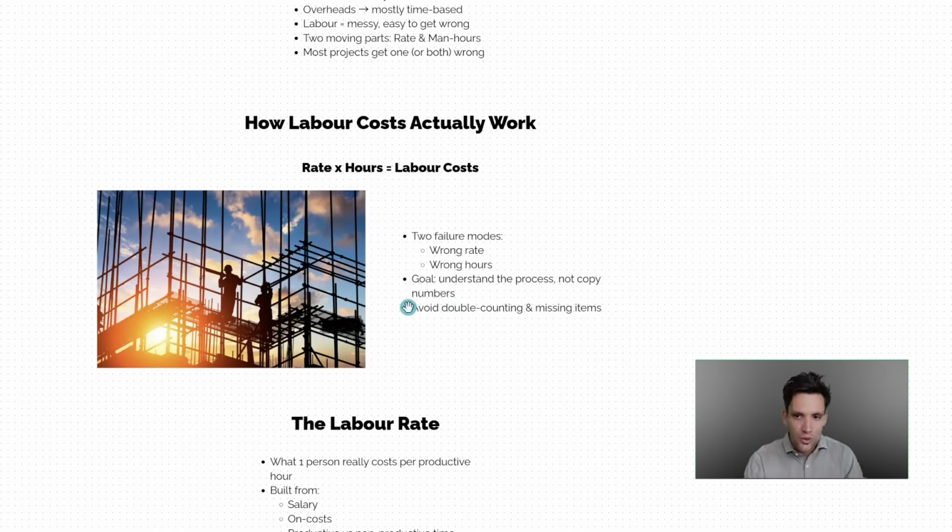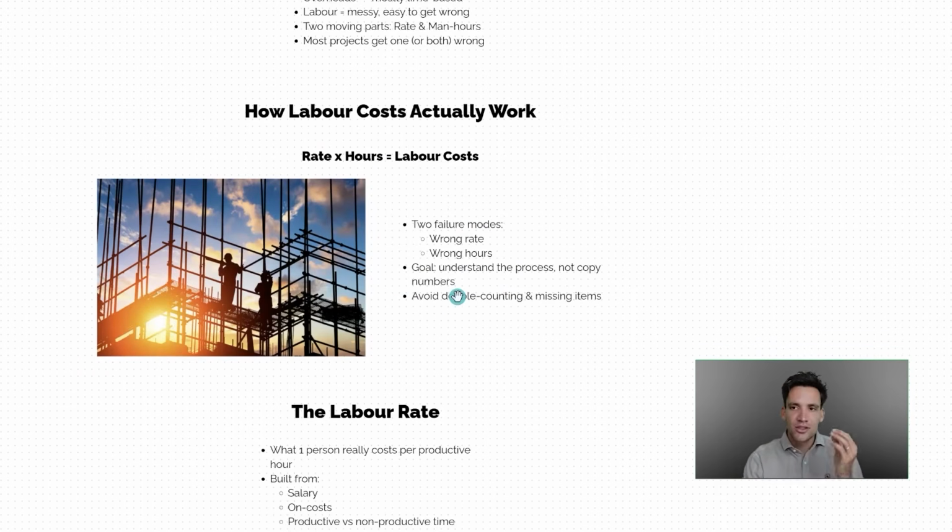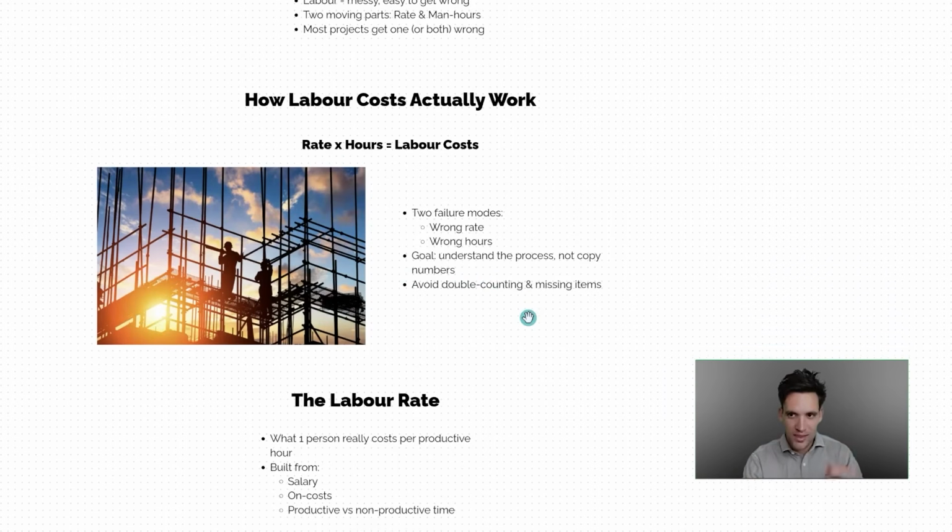Now, through this video and what I'm going to discuss, the goal is for you to understand the process, not to copy the numbers, because what happens with labor and what's so confusing about it is it's a function of so many different things that it's very easy to either double count, duplicate things, or miss items.